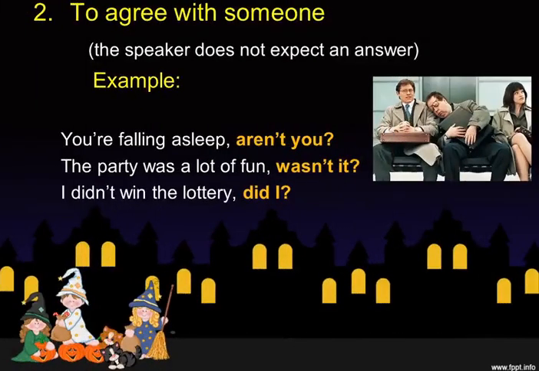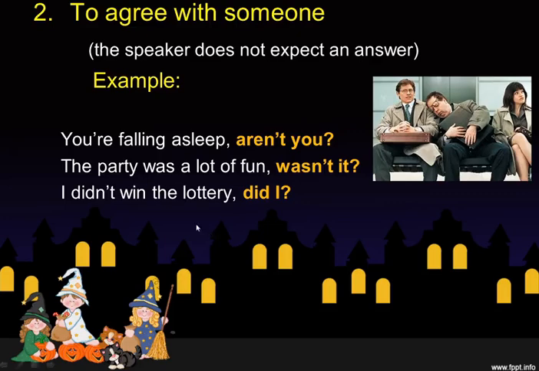Next, the second purpose of this question tag is to agree with someone. Here, the speaker does not expect an answer from the listener. However, he is just asking this question. You are falling asleep, aren't you? For example, look at that picture, a person is just leaning his head towards his shoulder. So sometimes a person can ask the question to the person who is just falling asleep. You are falling asleep, aren't you? The party was a lot of fun, wasn't it?